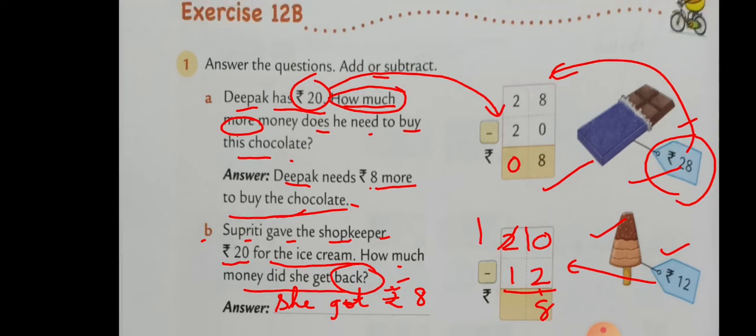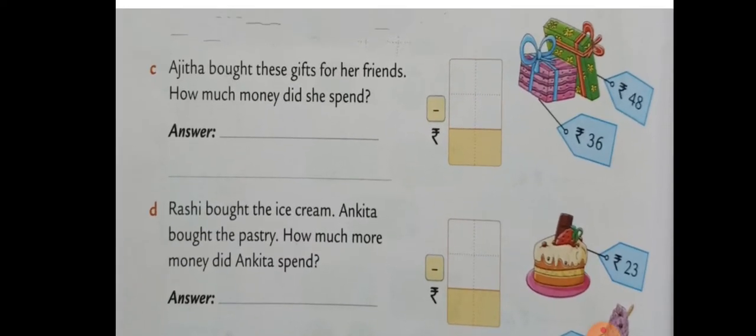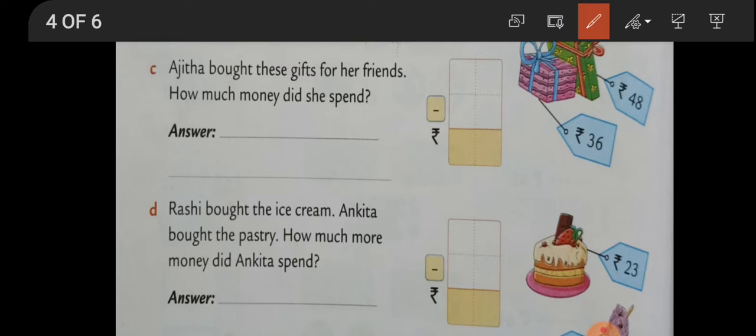Now C1. What does it say? That Ajita bought these gifts for a friend. Where are the gifts? Here, these two. Can you see in the picture? The colorful box, beta? Even you must be doing it when you're giving a gift to your friend. You must be wrapping it with colored paper. Right, children? Ajita bought these gifts for her friends.